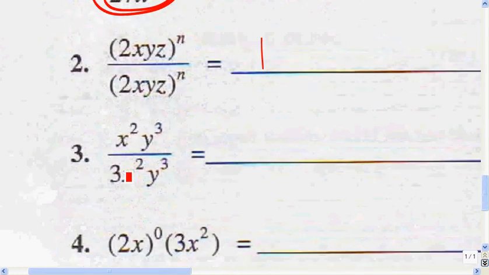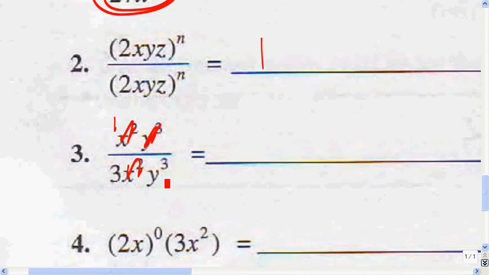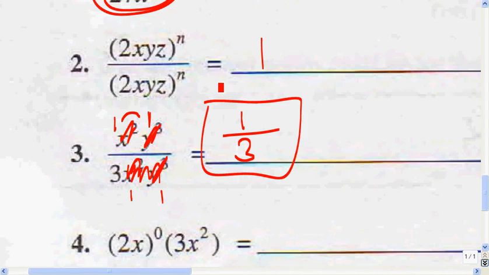Here, however, we do not have the exact same thing, but when you have the same thing in the numerator and the denominator, you just cancel them out. So x squared divided by x squared is 1. So I'm going to put a 1 here. y cubed divided by y cubed is 1, because whenever you have the same thing, it's 1. And so 1 times 1 is 1 as our numerator, and then 3 times 1 times 1 is 3. So our answer is 1 over 3.